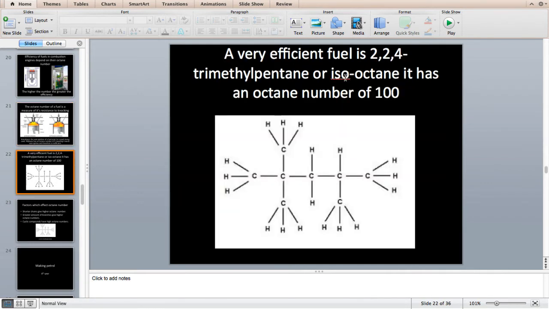So here's a very, very efficient fuel here. It's called 2,2,4-trimethylpentane, also called isooctane. This structure needs to be known, and you need to know the name of this and that it's an example of something that has a high octane number. That's a very good fuel, okay? A bad fuel, for example, will be heptane. Heptane has an octane number of 0, which means it's very likely to self-ignite or to knock.